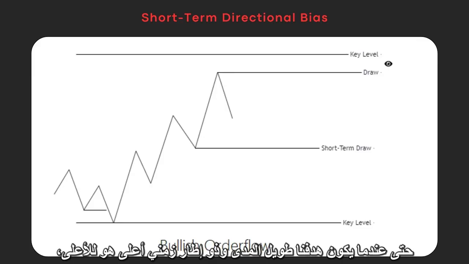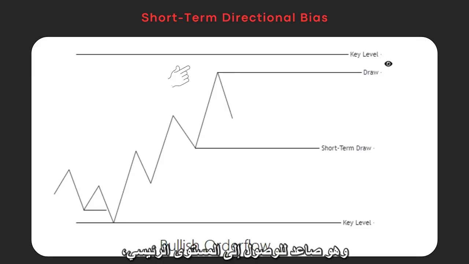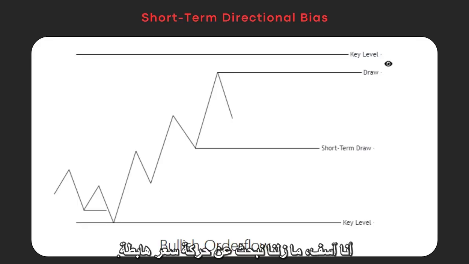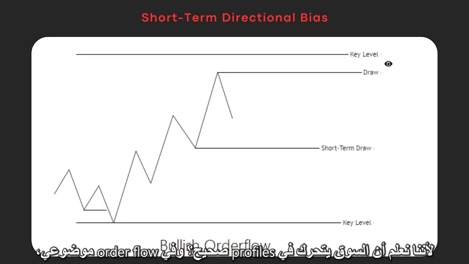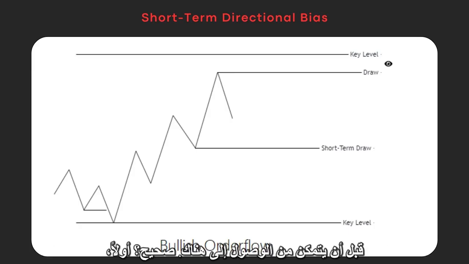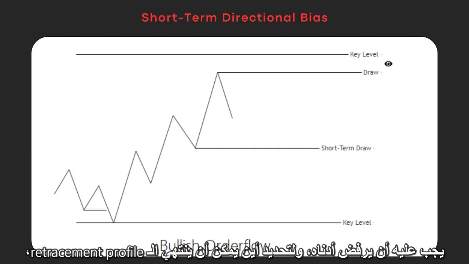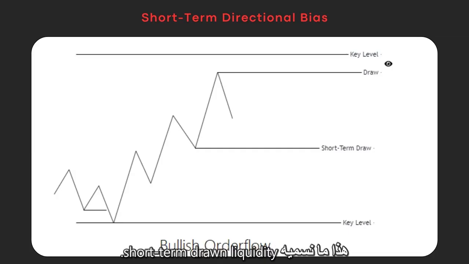Even when our long-term and higher time frame objective is higher and that is bullish to reach the key level, even with all of that, we still look for lower price action because we know that the market moves in profiles, right? And an objective order flow before it could reach there, right? Before it could reach there, first it has to reject below and to determine where the retracement profile could end. That is what we call short-term drawn liquidity, right? Let's see what happens.